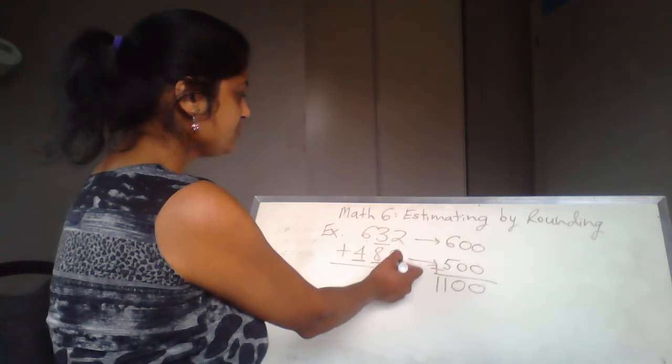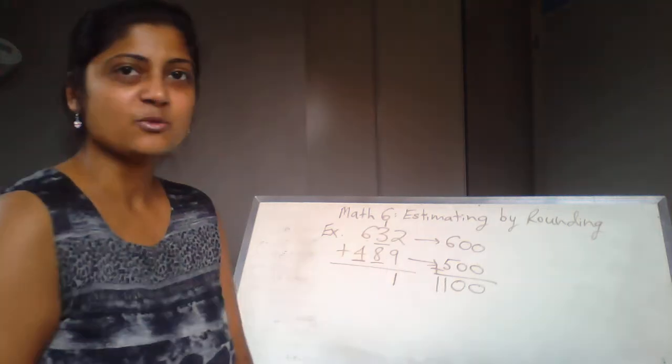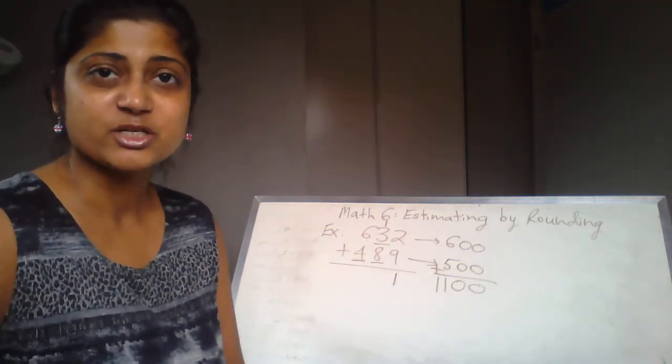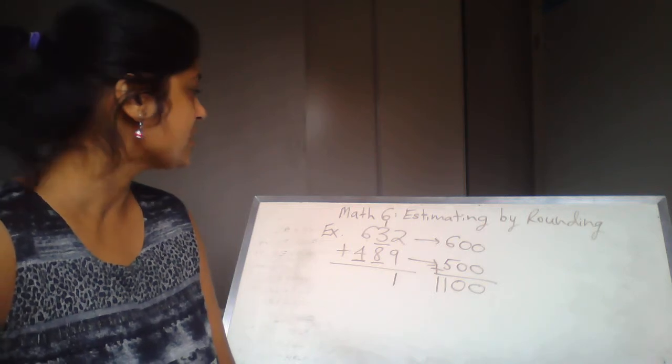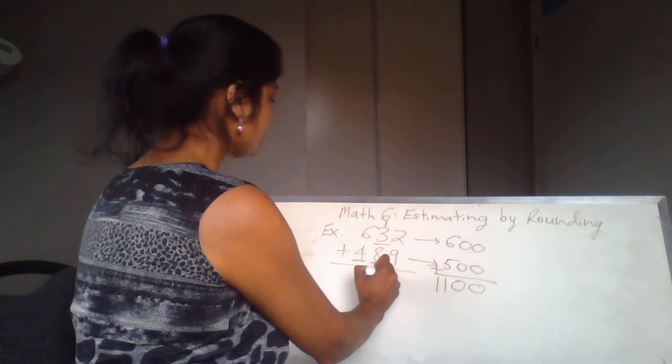Okay, so let's try adding this up. We're going to do 2 plus 9, 11. So you put 1 here and put the 1 on top. In the tens column, I have to make sure I add everything together. I'm doing 1 plus 3 plus 8, which is 12.